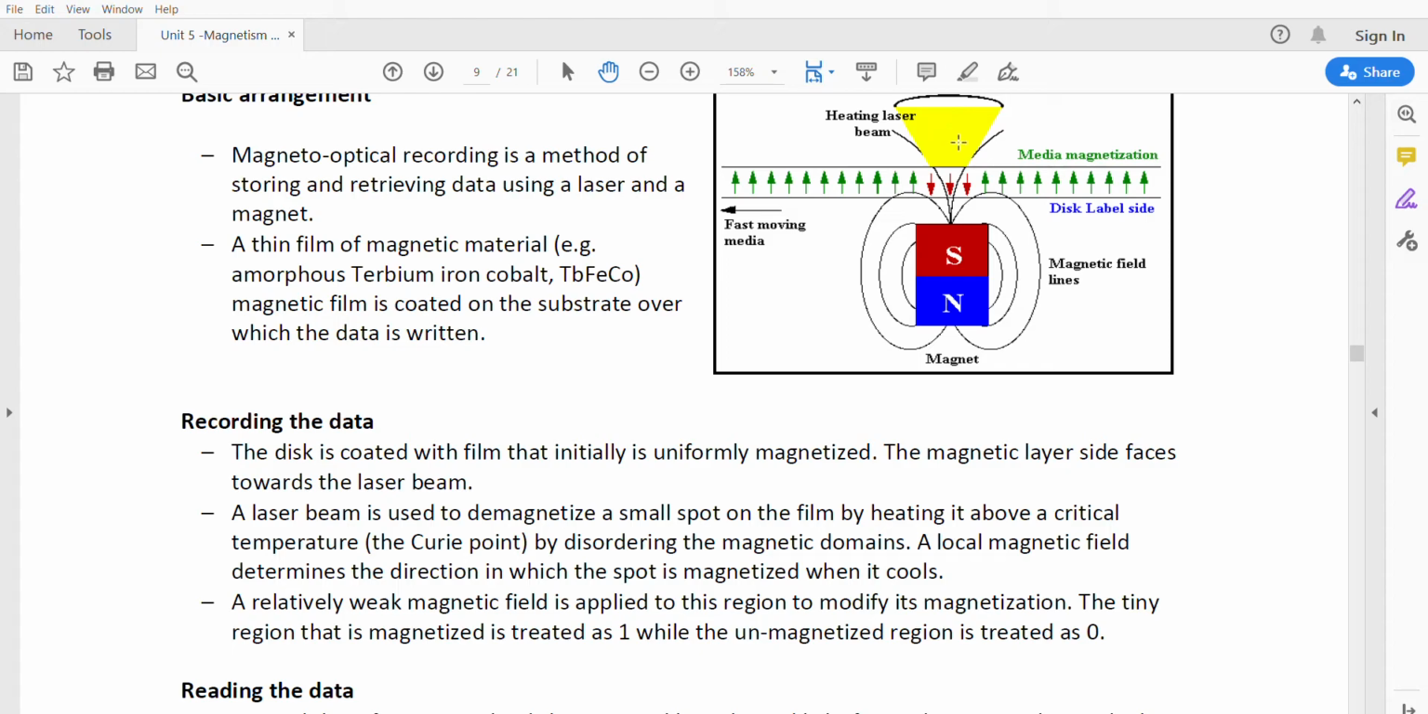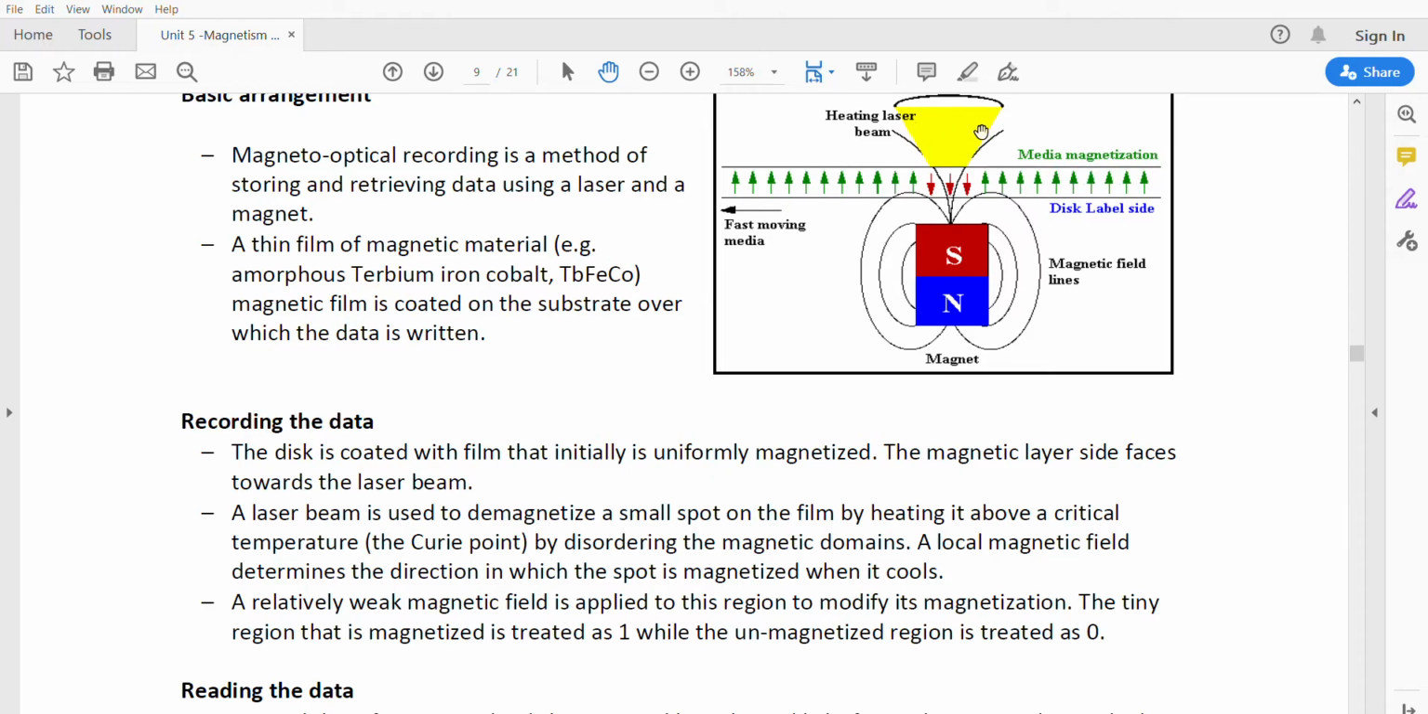This laser beam will heat the storage medium at particular spots, and it will demagnetize those spots. Here we can see the circular marks. These are all demagnetized portions where the data is stored in the form of zeros, and these are all the magnetized portions, which are considered as the ones. This is also considered as the ones.